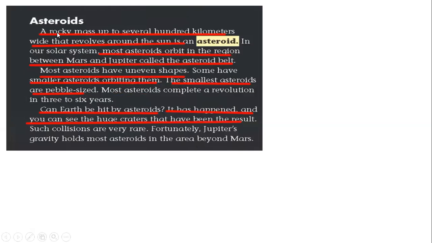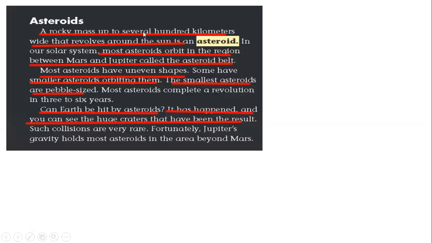Now, what is an asteroid? As you see in the picture here, a rocky mass up to several hundred kilometers wide that revolves around the sun in our solar system is an asteroid. Most asteroids orbit in a region between Mars and Jupiter, as you see in the picture, called the asteroid belt.